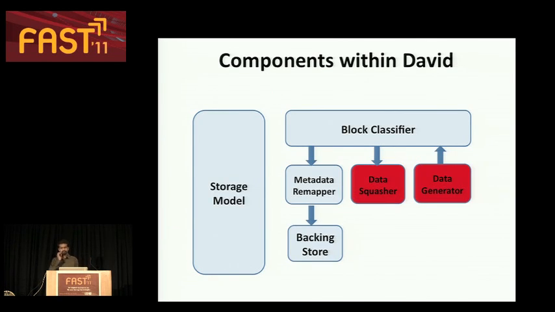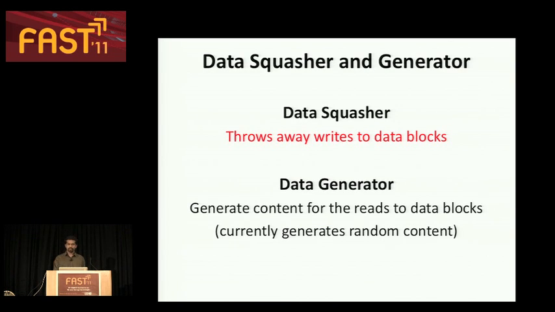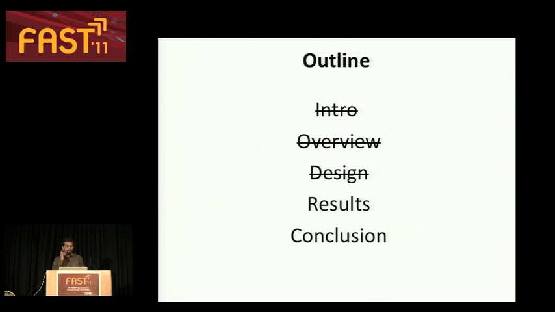Let me now discuss the data squasher and data generator components. The data squasher throws away writes to the data blocks, and the data generator generates fake content. Currently, we just generate random content. More interesting data generation techniques are possible. Let me now discuss the evaluation results.